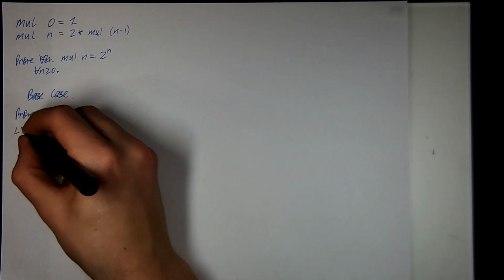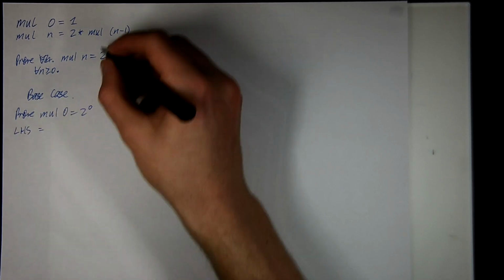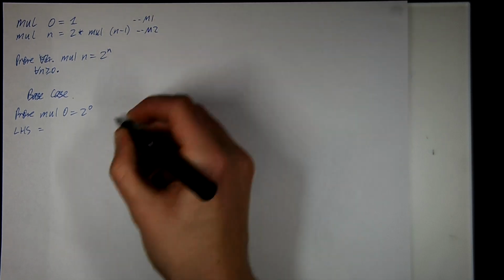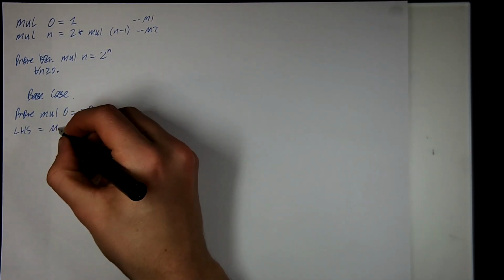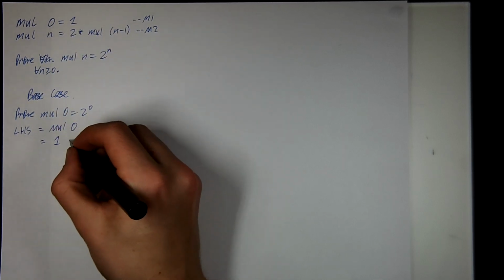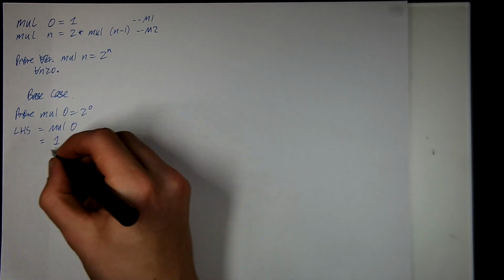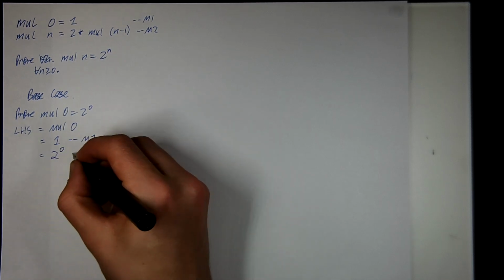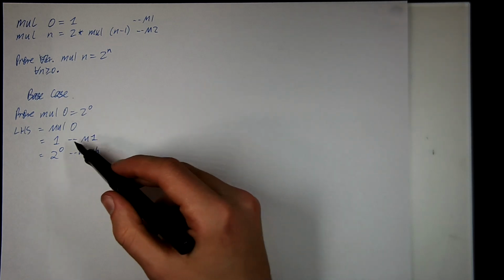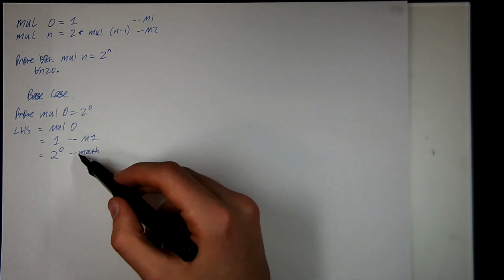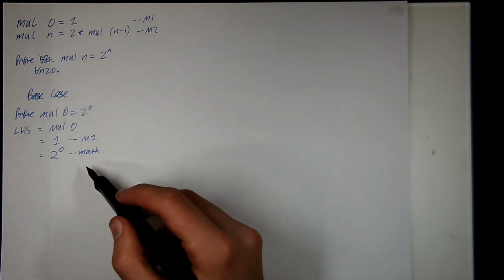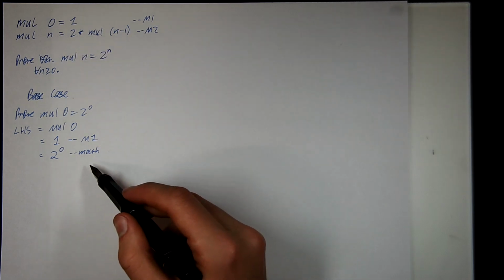So I'm going to start with the left-hand side. I should give these rules some names. I'll call this rule M1. I'll call this rule M2. So the left-hand side is mul of 0, which is equal to 1 by M1, by the definition of mul, and 1 is equal to 2 to the 0 by math. It's good practice to annotate every single line with a rule, which is either the definition of the function, or just by math or by arithmetic, okay?